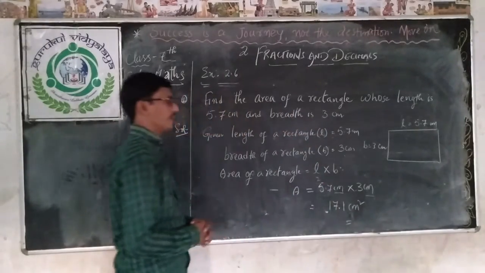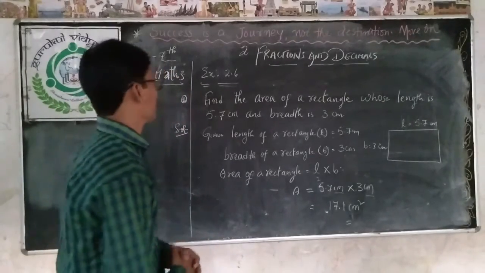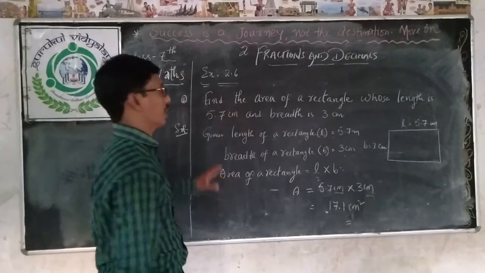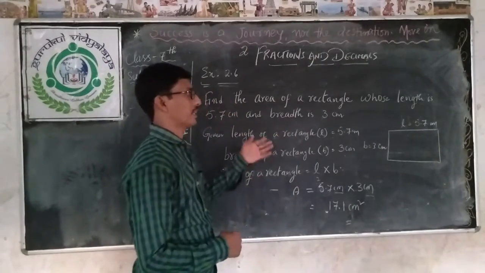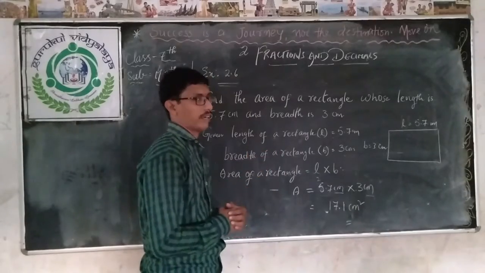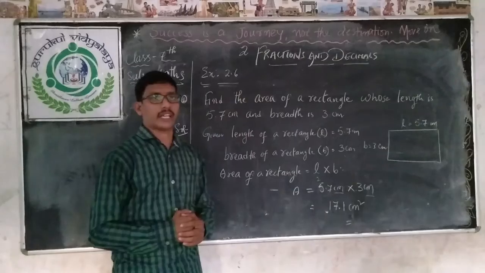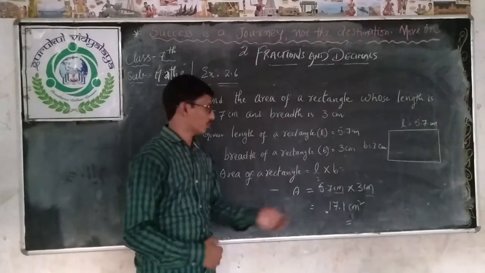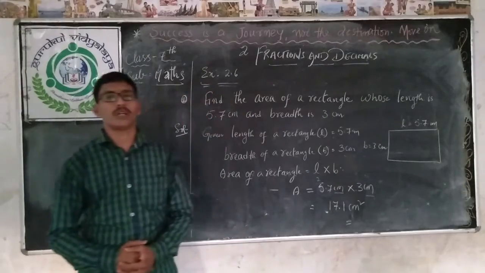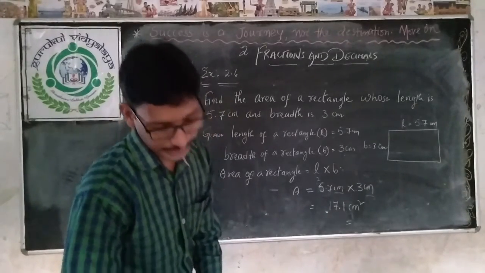So now what is the area? 17.1 square centimeters will come. See, find the area of a rectangle. Length is given, breadth is given, and length is given in the decimal value, breadth is given in the whole number value. So we just have to apply the formula. Area of a rectangle is equal to L into B. So substitute the values in L and B, and you will get the answer 17.1 square centimeters. Understood, children? Okay.